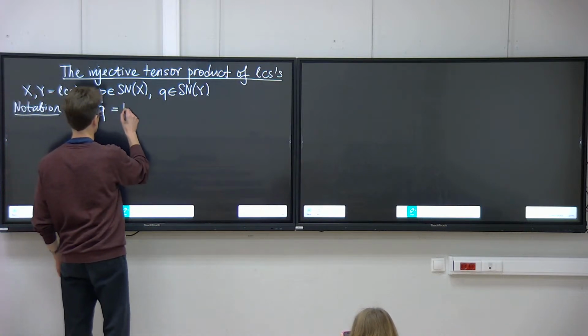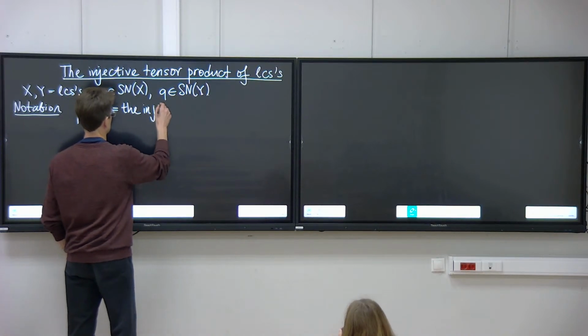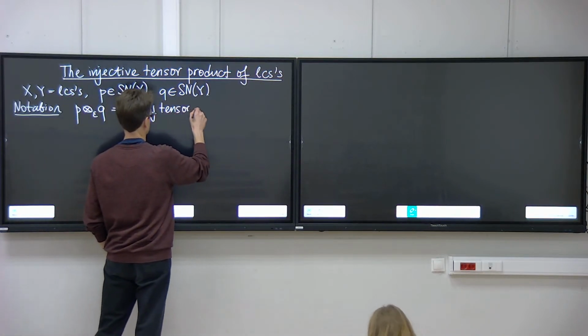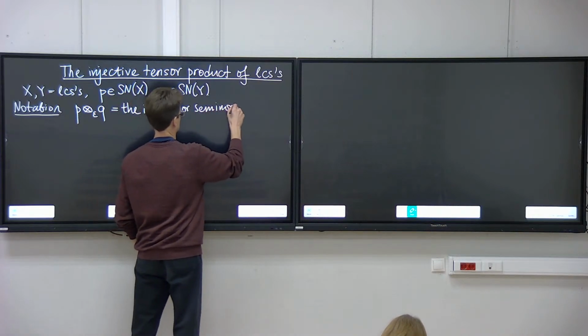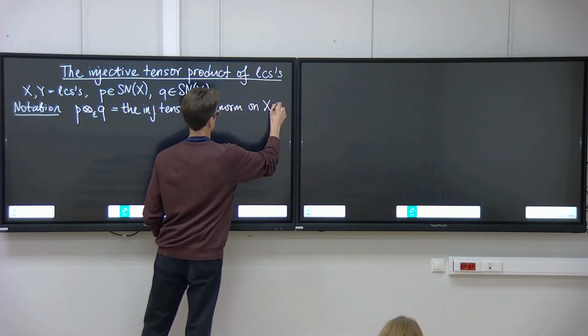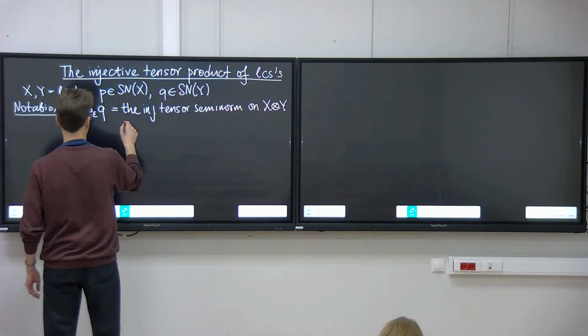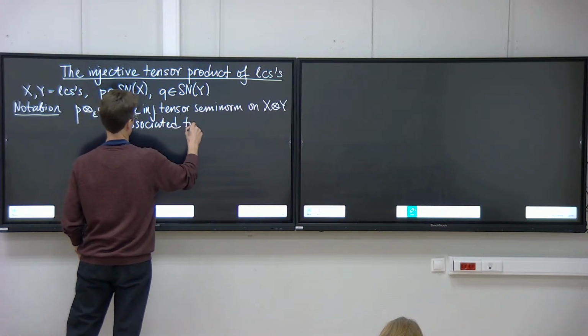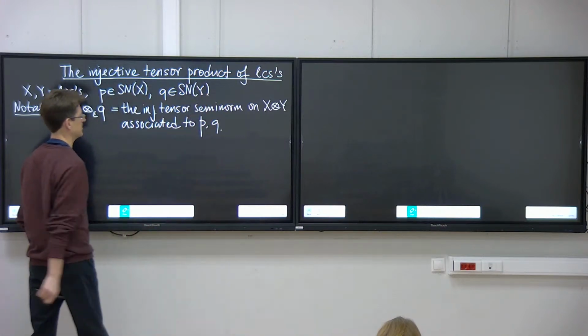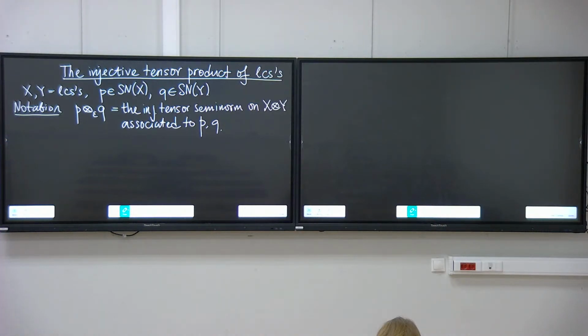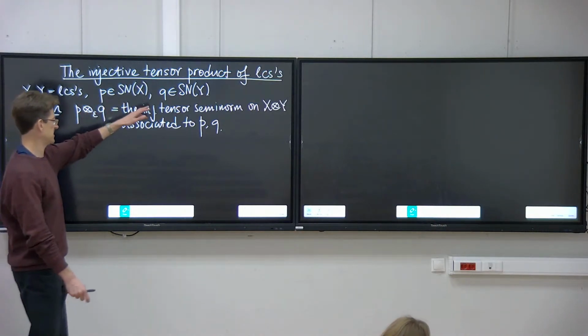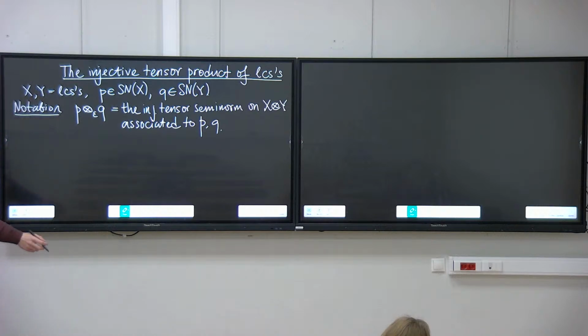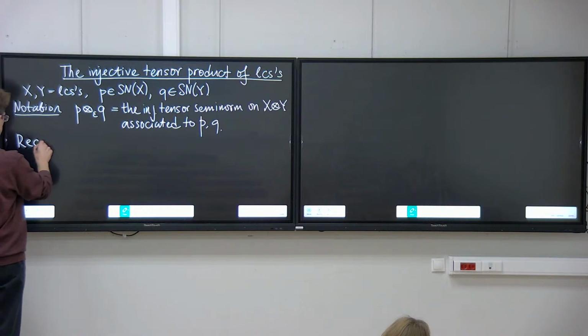So this is the injective tensor seminorm on the algebraic tensor product associated to P and Q. In other words, we simply consider X and Y as seminorm spaces with respect to the seminorms P and Q, and we form the respective injective tensor seminorm. Let's recall an explicit formula which defines this seminorm.